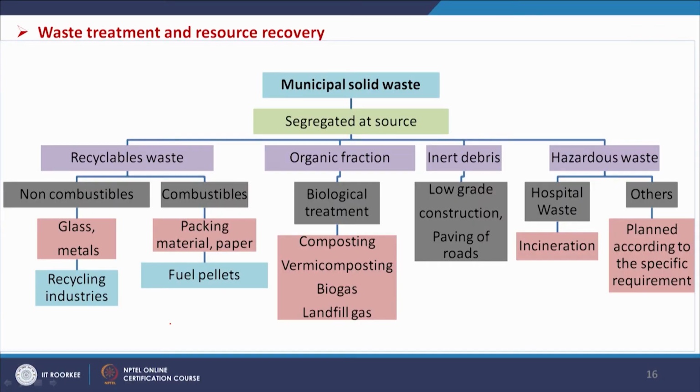So, we can develop techniques for municipal solid waste management, that is, segregation of the waste at the source. It can be segregated into different fractions: recyclable waste, organic fractions, inert debris, and hazardous waste, and all those fractions will be managed in different ways. Out of the recyclable waste, there are non-combustibles and combustibles, and those will be managed in different ways. Non-combustibles like glass and metals will go for recycling, and combustible materials like packaging materials and papers can be converted into fuel pellets and then into energy.